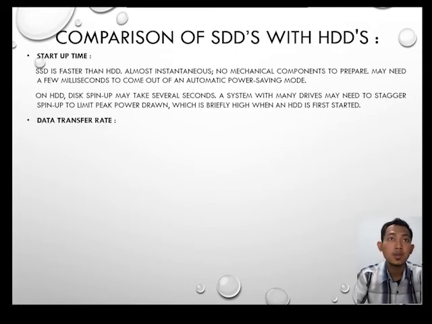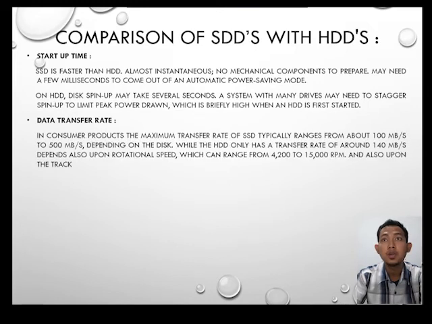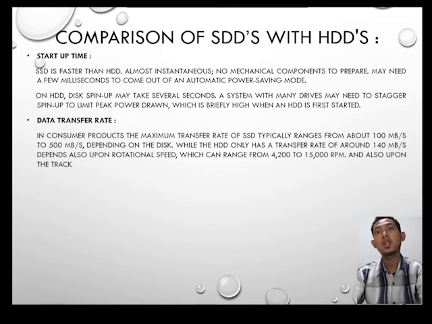In data transfer rate, in consumer products, the maximum transfer rate of SSD typically ranges from about 100 megabytes per second to 500 megabytes per second, depending on the disk, while the HDD only has a transfer rate of around 140 megabytes per second. It depends also upon rotation speed, which can range from 4,200 to 15,000 rpm, and also upon the track.